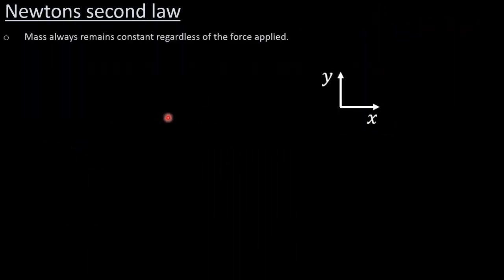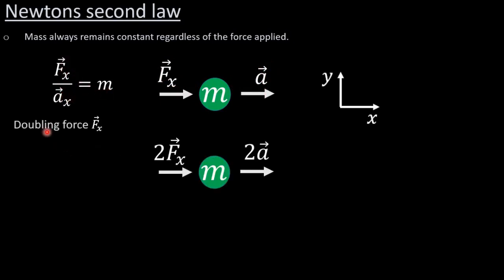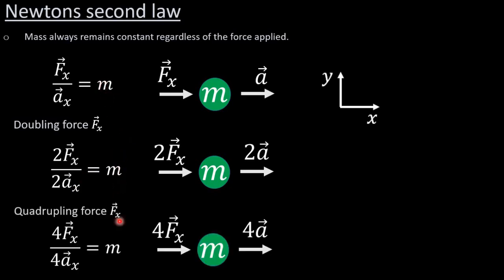Another important thing to know is that mass always remains constant regardless of the force applied. If we take our particle with its mass and we apply a force in the x direction, it's going to accelerate in the direction of that force with acceleration a. If we want to calculate mass, we just do force divided by acceleration. Then if we double that force, so we've got 2 times the force in the x direction, the acceleration will double. If we apply this method, the 2's will cancel out to leave m. So m is always going to remain constant. And if we quadruple the force and do the same thing, again we get m. So the mass always remains constant.